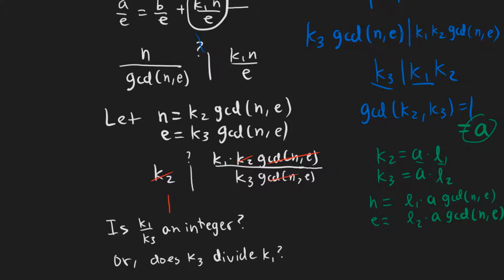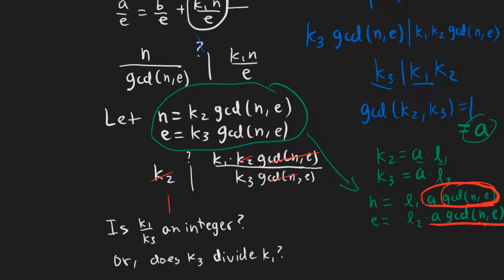Now substituting back into the equation here, we see that N equals L1 times A times the greatest common divisor of N and E, and E equals L2 times A times the greatest common divisor of N and E. Now if you look at these two numbers here, they both divide N and E since L1 and L2 are integers. But they're each bigger than the greatest common divisor of N and E, since we multiplied that by A, which is bigger than 1.